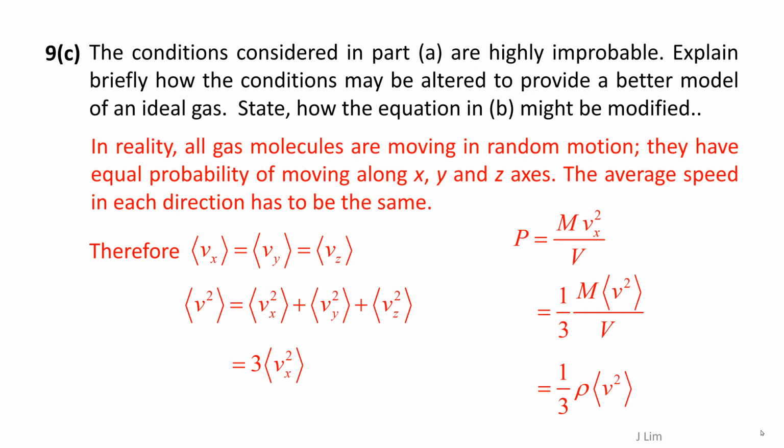In reality, all gas molecules are moving in random motion. They have equal probability of moving along the x, y, and z axis. The average speed in each direction has to be the same. So the pressure will be 1/3 rho v squared.